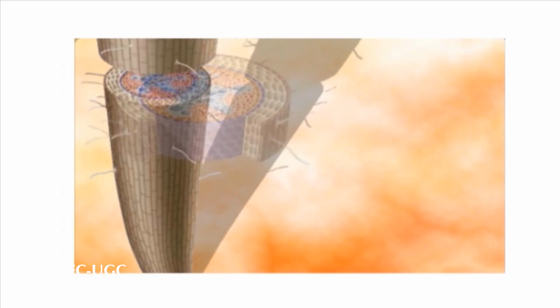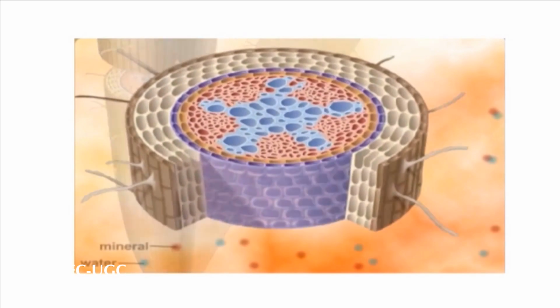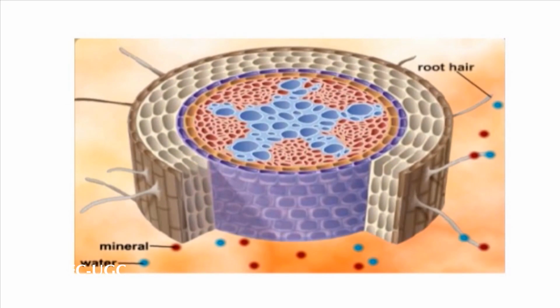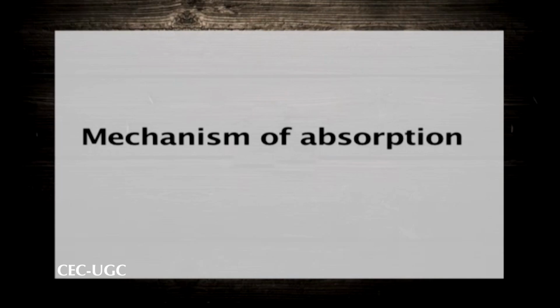Though most of the minerals are absorbed by the growing meristems, minerals ultimately find their way into the xylem elements by active transport. From the xylem elements, they move upwards along with the transpiration stream and get distributed to all other regions of the plant. Now, let us study the actual mechanism of absorption. From time to time, various theories have been proposed to explain the mechanism of ion uptake or absorption.